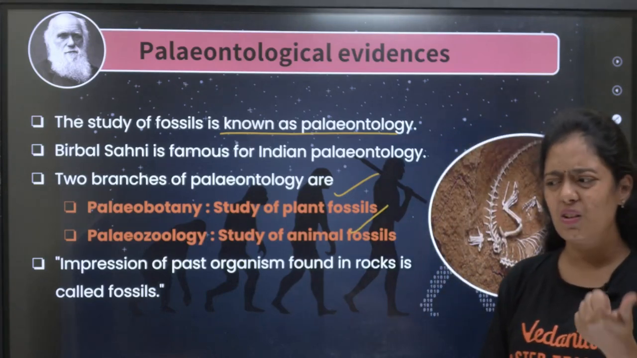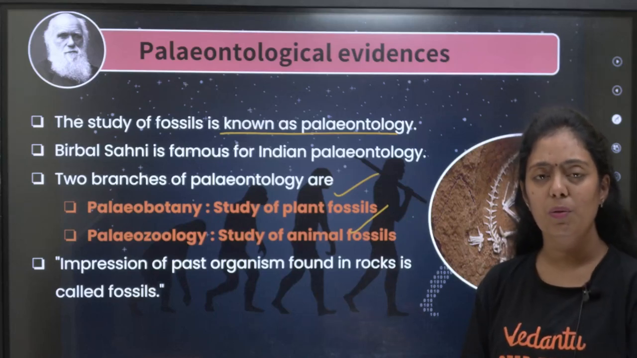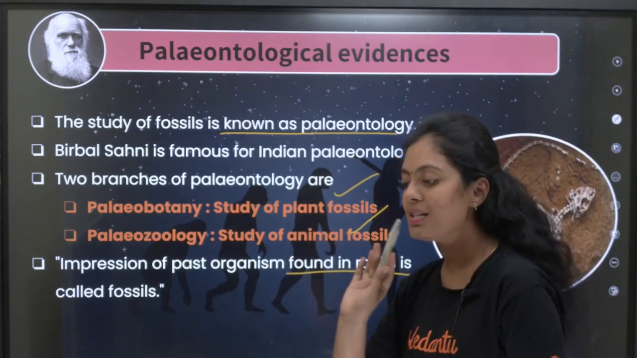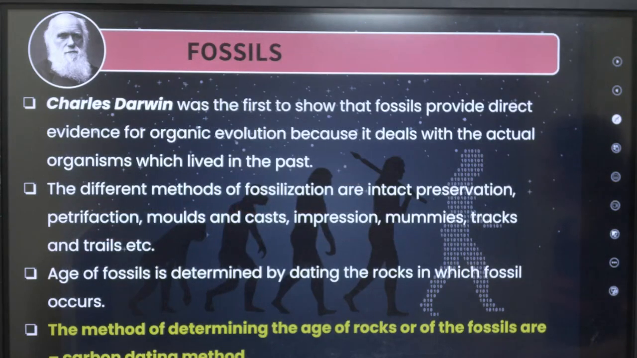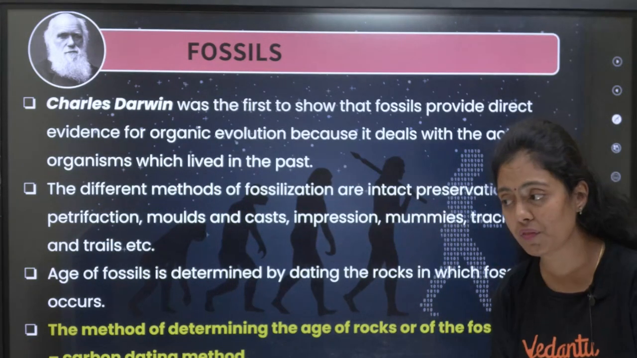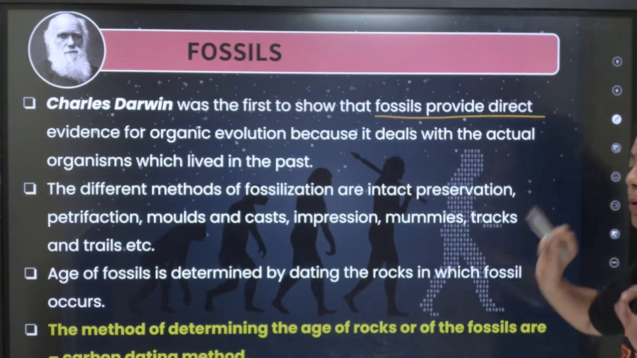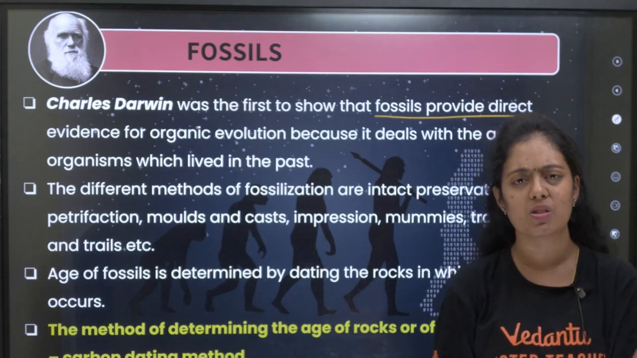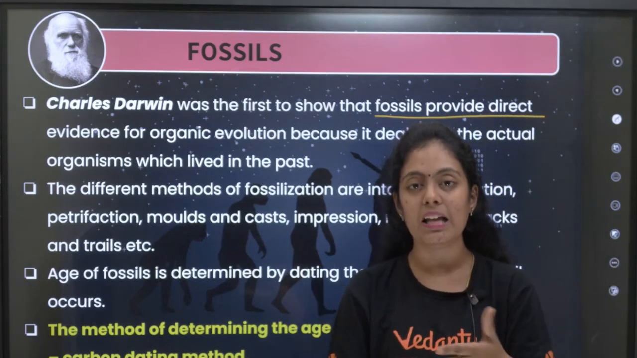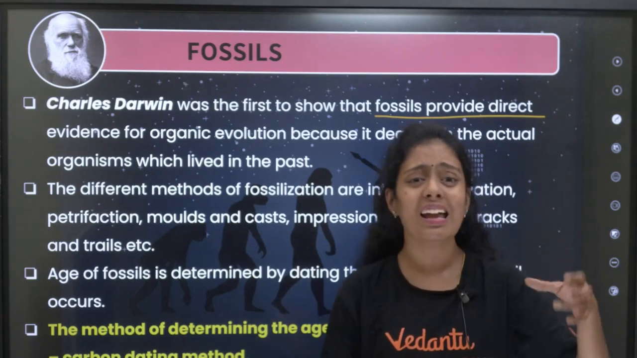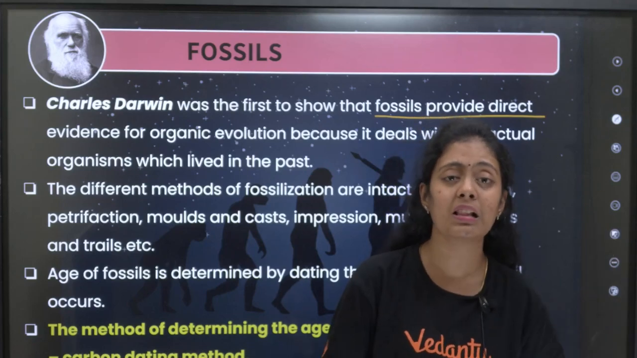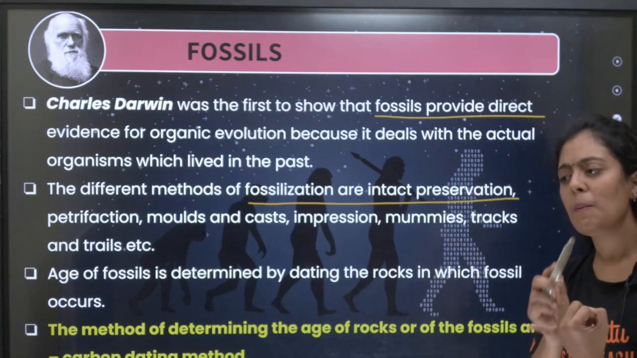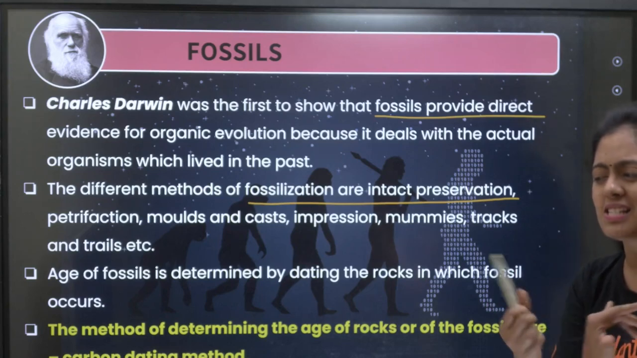And the study of those fossils, like your skeleton, okay, and in the case of plants it could be a leaf, fruit, anything like that, right? So it is the impression of past organisms found in rocks that is called a fossil. Okay, now let's try to understand. Charles Darwin, called the father of evolution, was the one to show that fossils provide direct evidence for organic evolution, because it deals with the actual organisms which lived in the past. So the different methods of fossilization are intact preservation, petrification, molds and cast, impression, mummies, tracks and trails.